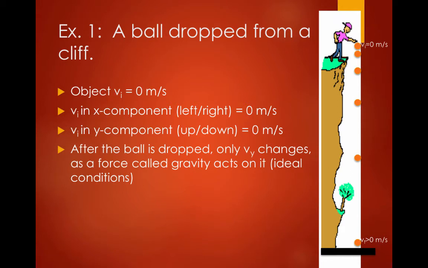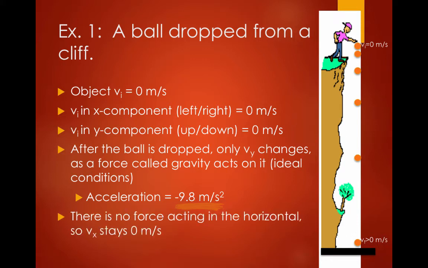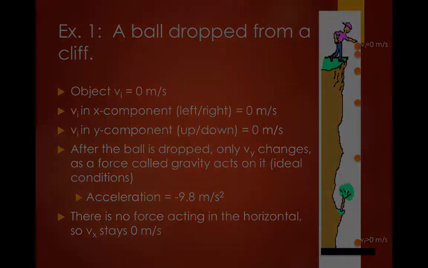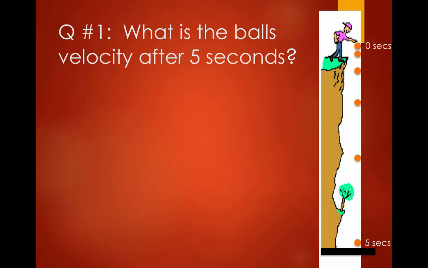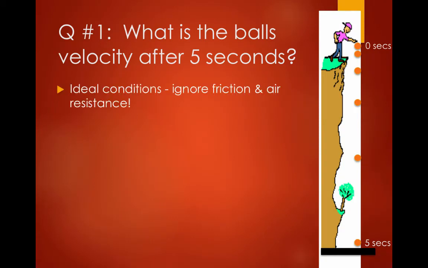After the ball is dropped, its velocity will only change in the y-plane due to gravity. There is no unequal force acting on it in the horizontal. Acceleration due to gravity on an object near or on the surface of Earth is negative 9.8 meters per second squared. Since there are no forces acting in the horizontal, velocity will stay at 0 meters per second. Our first question is, what is the ball's velocity after 5 seconds of free fall? We will ignore friction and air resistance.